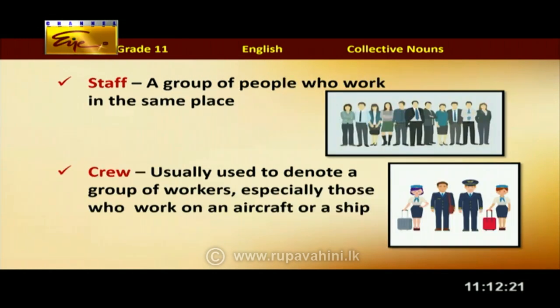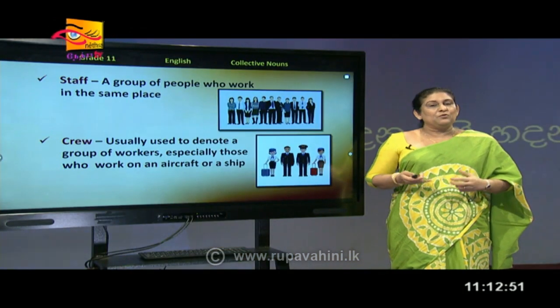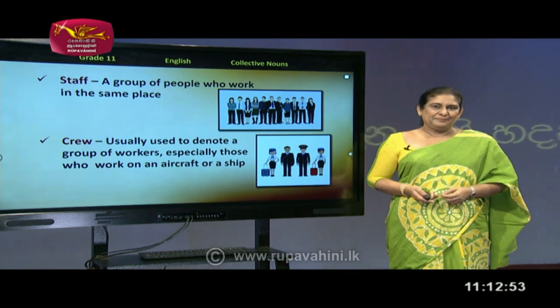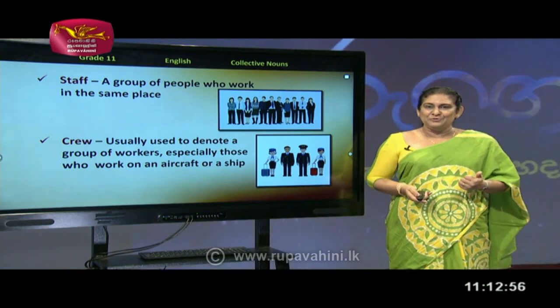Right. Staff. I think you have heard this word very often. Yes. Staff. That is a group of people who work in the same place, working together. So we can use the word staff as a collective noun. Yes. The next one, crew. Usually we describe a group of workers, especially the ones who work on an aircraft or ship. You can see the crew of an aircraft there in the picture, and yes, the crew of a ship we also call crew. So staff and crew, two new words.